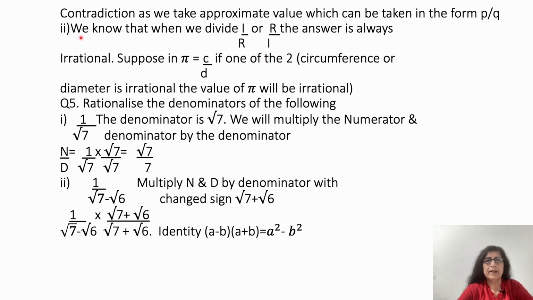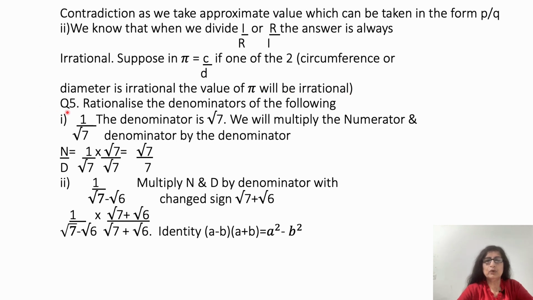We move on to part 2. We know that when we divide an irrational by a rational number or rational by an irrational number, the answer is always irrational. Suppose pi is equal to c upon d. If one of the two, circumference or diameter, is irrational, the value of pi will be irrational.